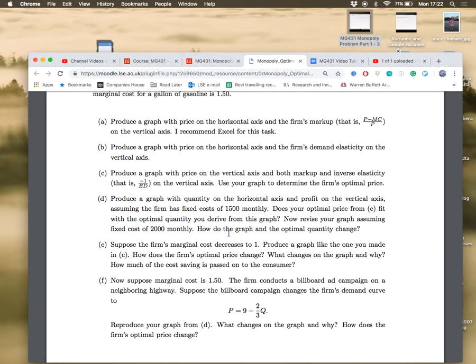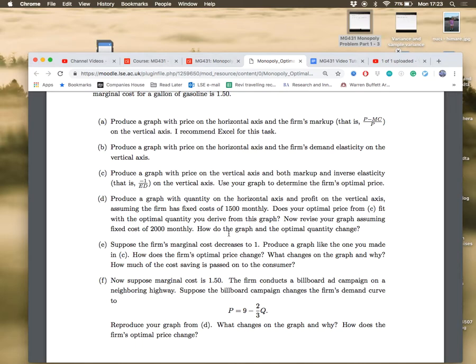Produce a graph with quantity on the horizontal axis and profit on the vertical axis. Assume that the firm has fixed cost of 1,500 monthly. Does your optimal price from C fit with the optimum quantity derived from this graph? And the answer is yes. The quantity didn't change, so the price shouldn't change. Now revise your graph, assume that the fixed cost is 2,000 monthly. How do the graph and the optimal quantity change?